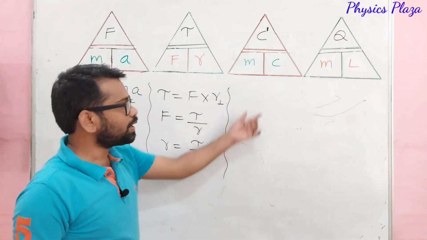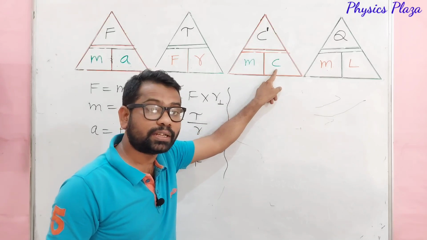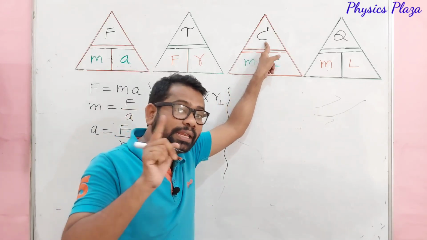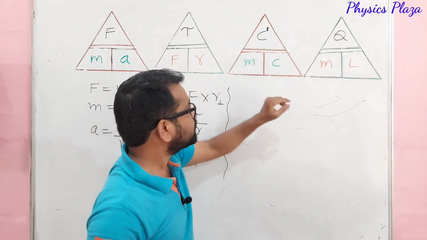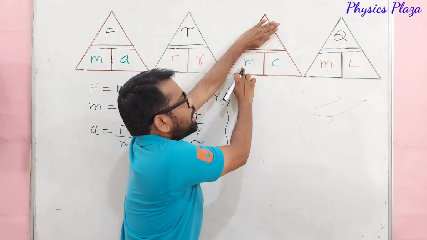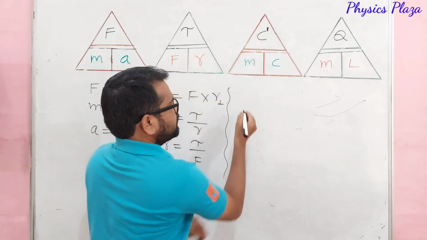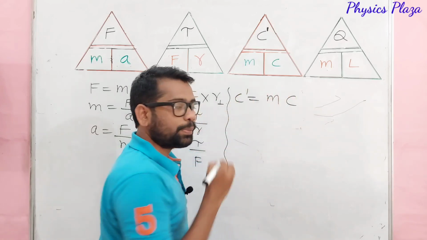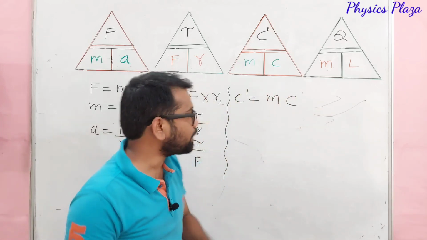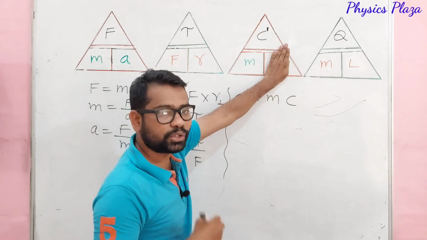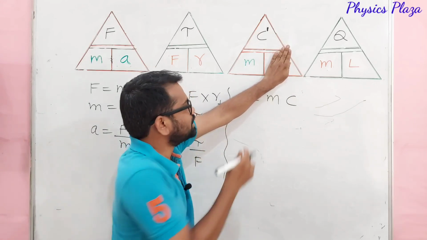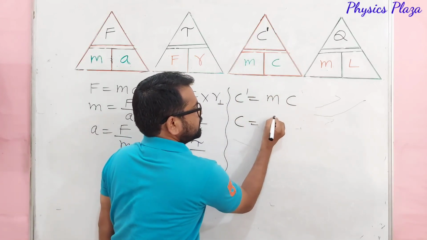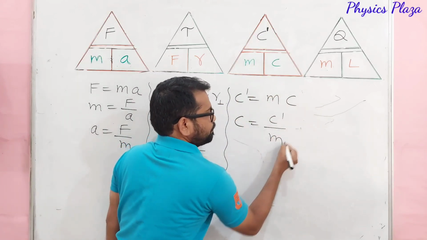Fine. Now come to this magic triangle, children. Here C refers to specific heat capacity. C dash refers to heat capacity or thermal capacity. So thermal capacity is equal to mass into specific heat capacity. So here C dash is equal to mass into specific heat capacity. If you want to calculate specific heat capacity, close this letter, so you can get the formula for specific heat capacity. So C is equal to C dash by M.